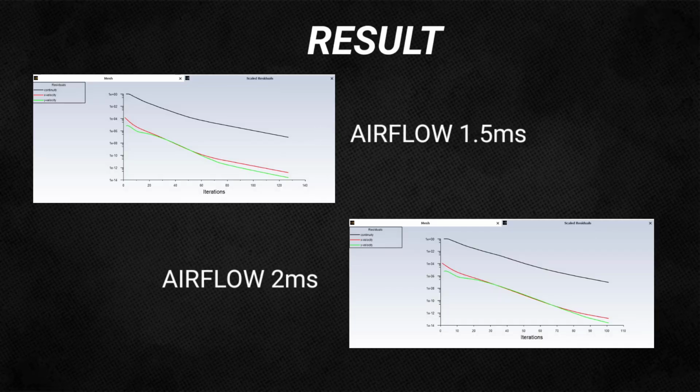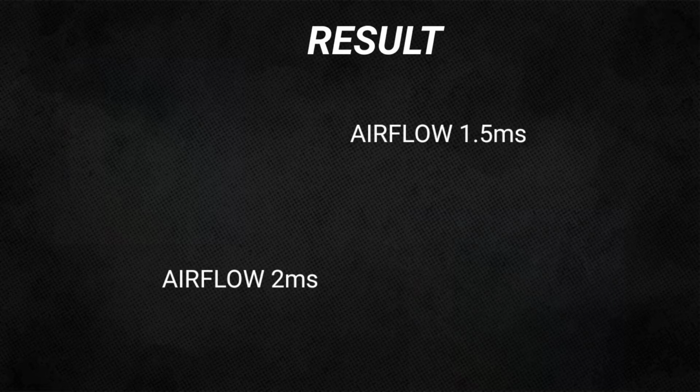In both cases, the result shows smooth and stable behavior. For the 2 m/s airflow, the black line is higher, meaning it takes more effort to stabilize than the 1.5 m/s case. The red and green lines drop similarly in both but are slightly lower for 2 m/s, showing better accuracy. The 2 m/s case also converges faster, finishing in about 110 iterations compared to 140 for 1.5 m/s.